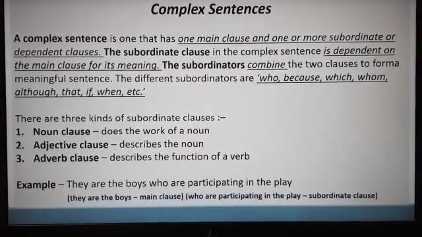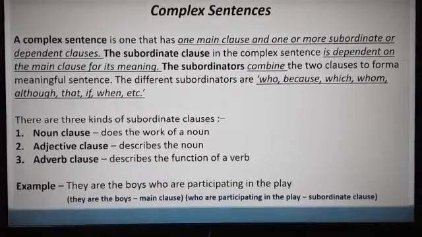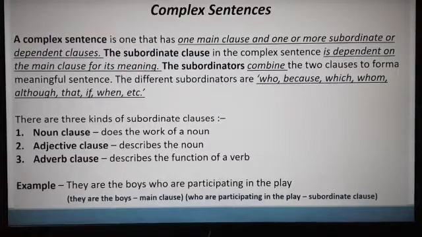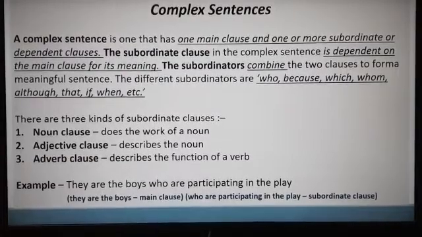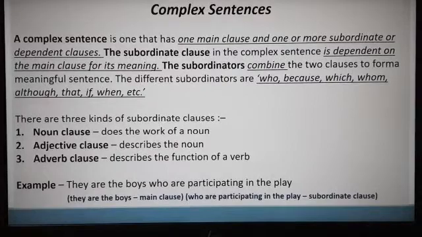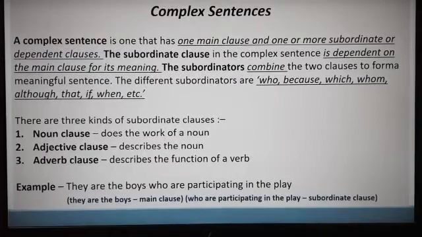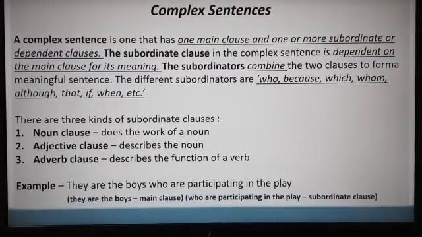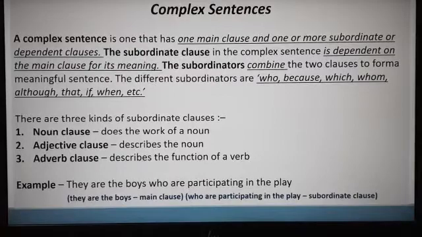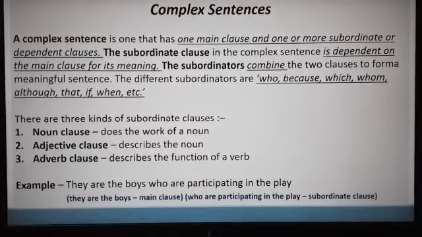Now here the example for you is, they are the boys who are participating in the play. They are the boys by itself is a main clause. Students, if you understand the subordinate clause, it has its meaning only when it is written along with the main clause. The subordinate clause is who are participating in the play. Doesn't it sound incomplete? Yes, it does. It is meaningful only when it is written with the main clause. What is the subordinator here? It is who. They are the boys who are participating in the play.